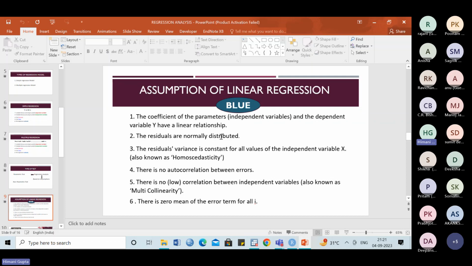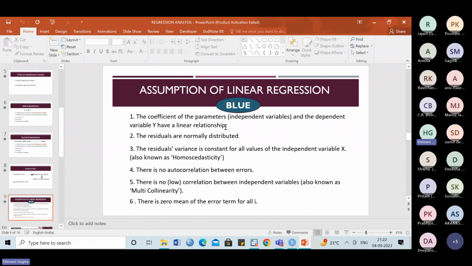And the residuals means those variables which are not observed, which we have not included in the independent variable. So that means if we are saying your independent variables should be normal, then all those variables which we have not taken, which are hidden in the error term, should also be normally distributed. That's why we say that residuals should be normally distributed. And the coefficient of parameters, maybe your independent and dependent variable, should have a linear relationship. So these are certain assumptions that have to be fulfilled in each and every regression equation.